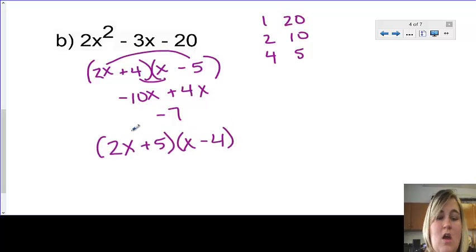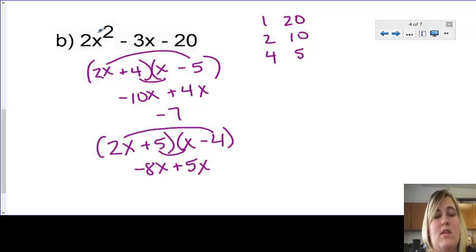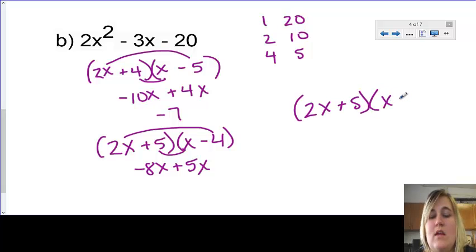So if I check this one, the outside, I get a negative 8x plus 5x. That will get me the negative 3. Okay, so my final answer is 2x plus 5, and then times the quantity of x minus 4.